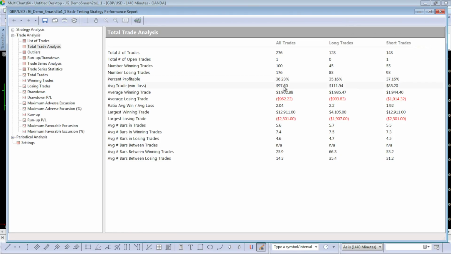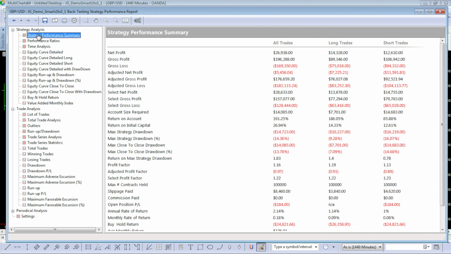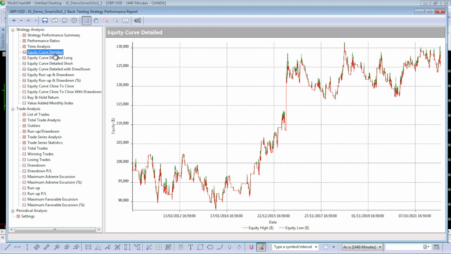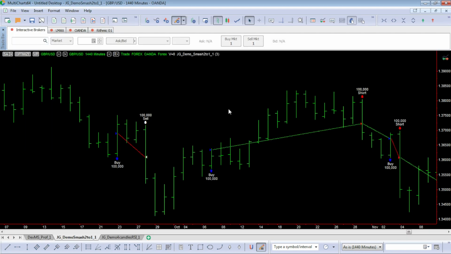The average trade is actually smaller now with a bigger target, interestingly. Making less overall money. And the equity curve's not quite as good, but it is profitable nonetheless.